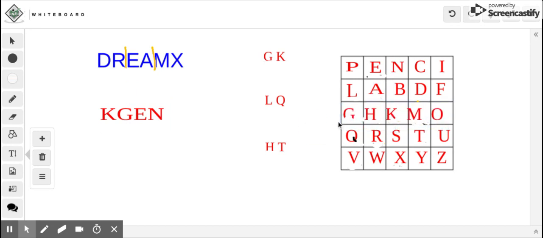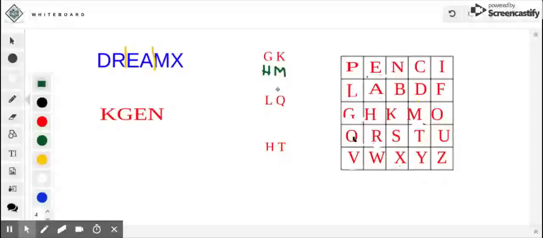move the letters 1 to the right. So G is going to become H and K is going to become M. So we can write G is H and K is M. Moving on to LQ, they are in the same column. So if they're in the same column, you're going to shift down one. So L is going to become G and Q is going to become V.